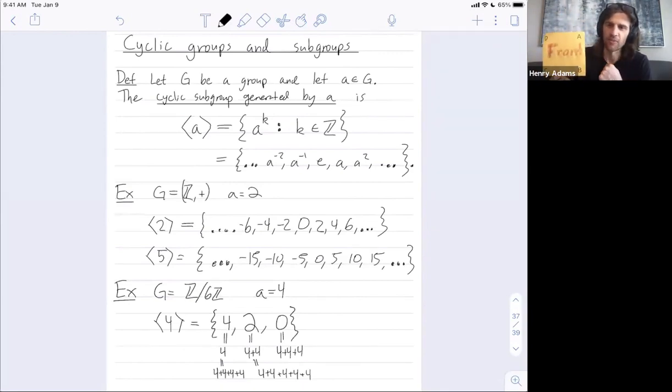So in this group of 8 elements, I found a cyclic subgroup generated by this 90-degree rotation that has 4 elements. I could also find a cyclic subgroup that has 2 elements when I take the cyclic subgroup generated by the 180-degree rotation. Because when I take the 180-degree rotation, the subgroup that generates has only 2 elements, the identity and the 180-degree rotation. Because when I rotate by 180 degrees twice, I just get back to the identity.